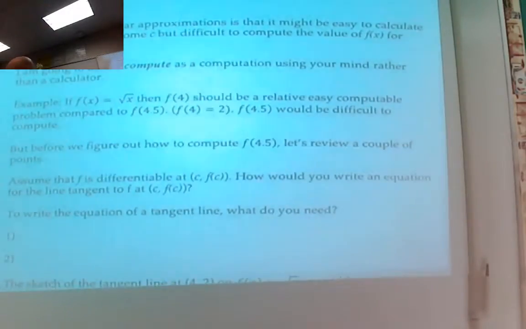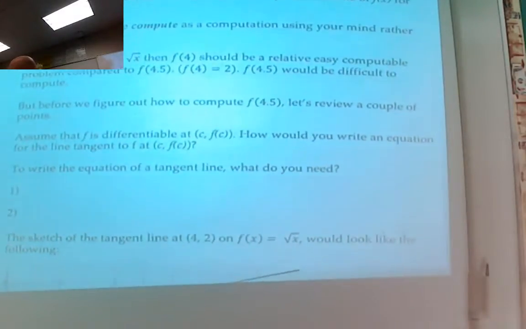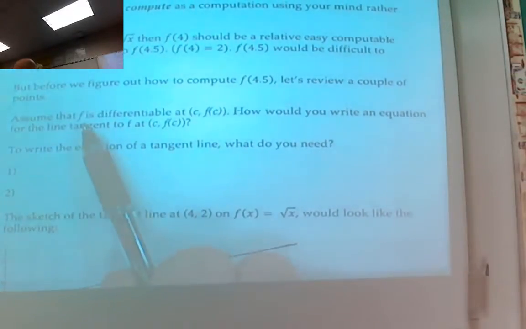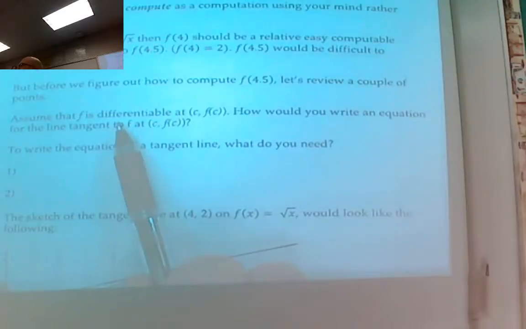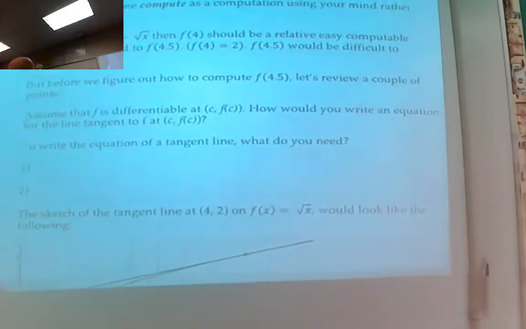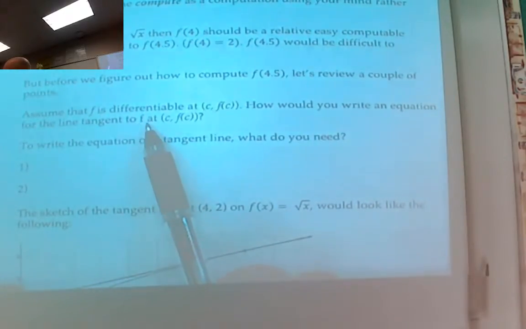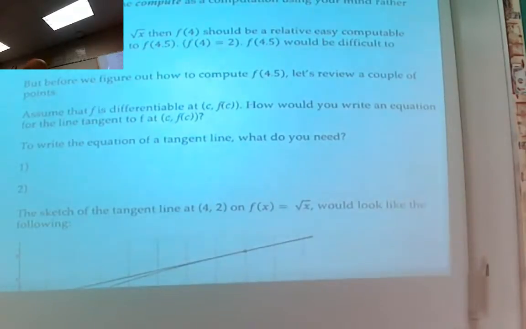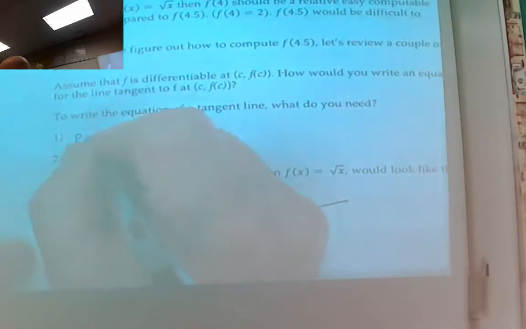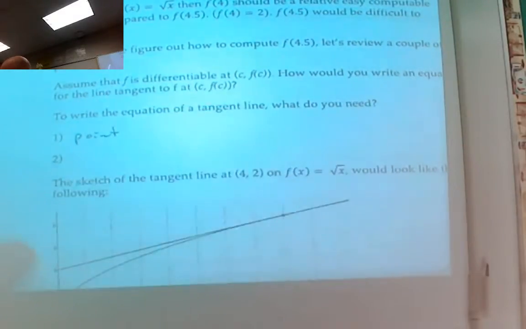But before we figure out the f of 4.5, let's review a couple of points. Assume that f is differentiable. So that means I can take the derivative on f. How would you write the equation of the tangent line to f at c, comma f of c? To write an equation of a tangent line, Tegan, what two things do you need? You need a point, and you need slope.